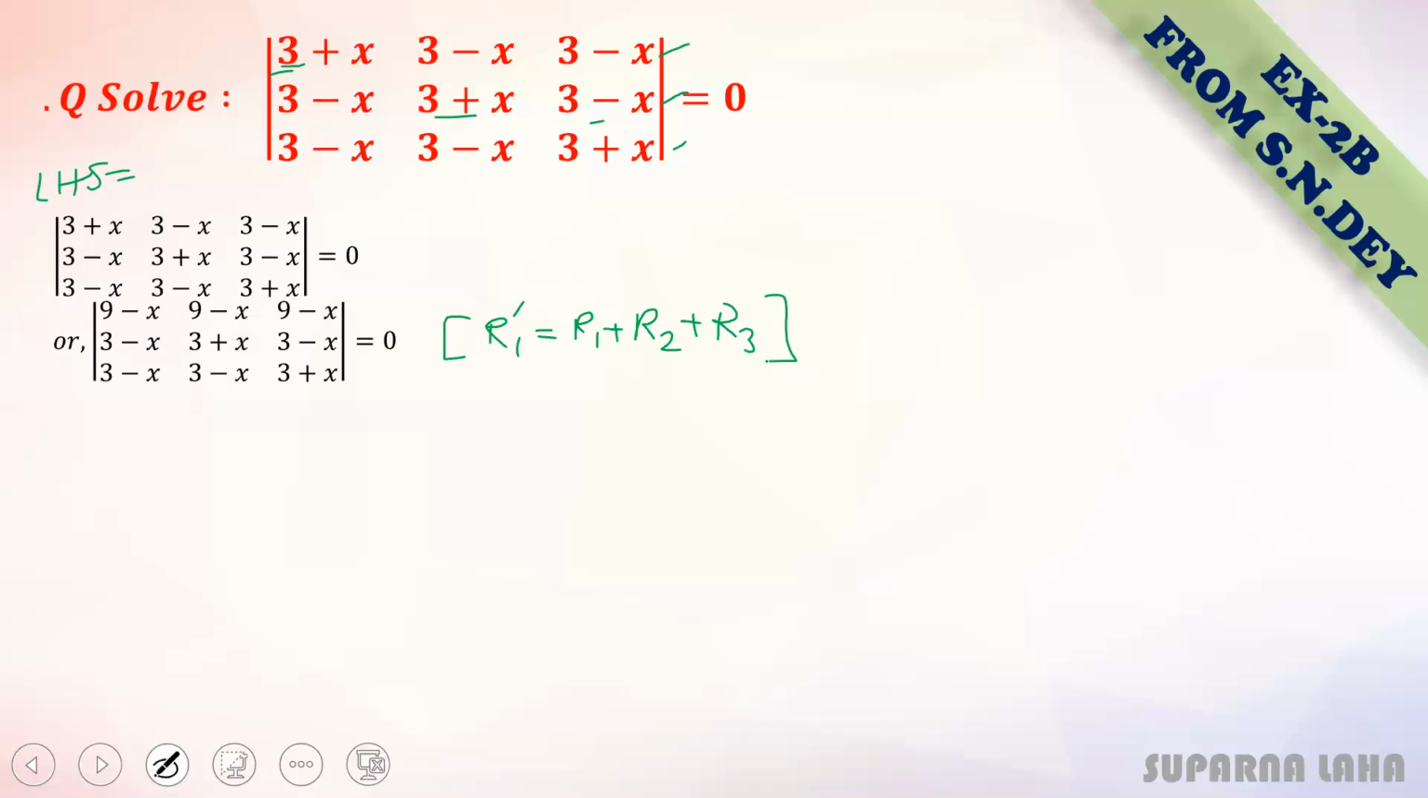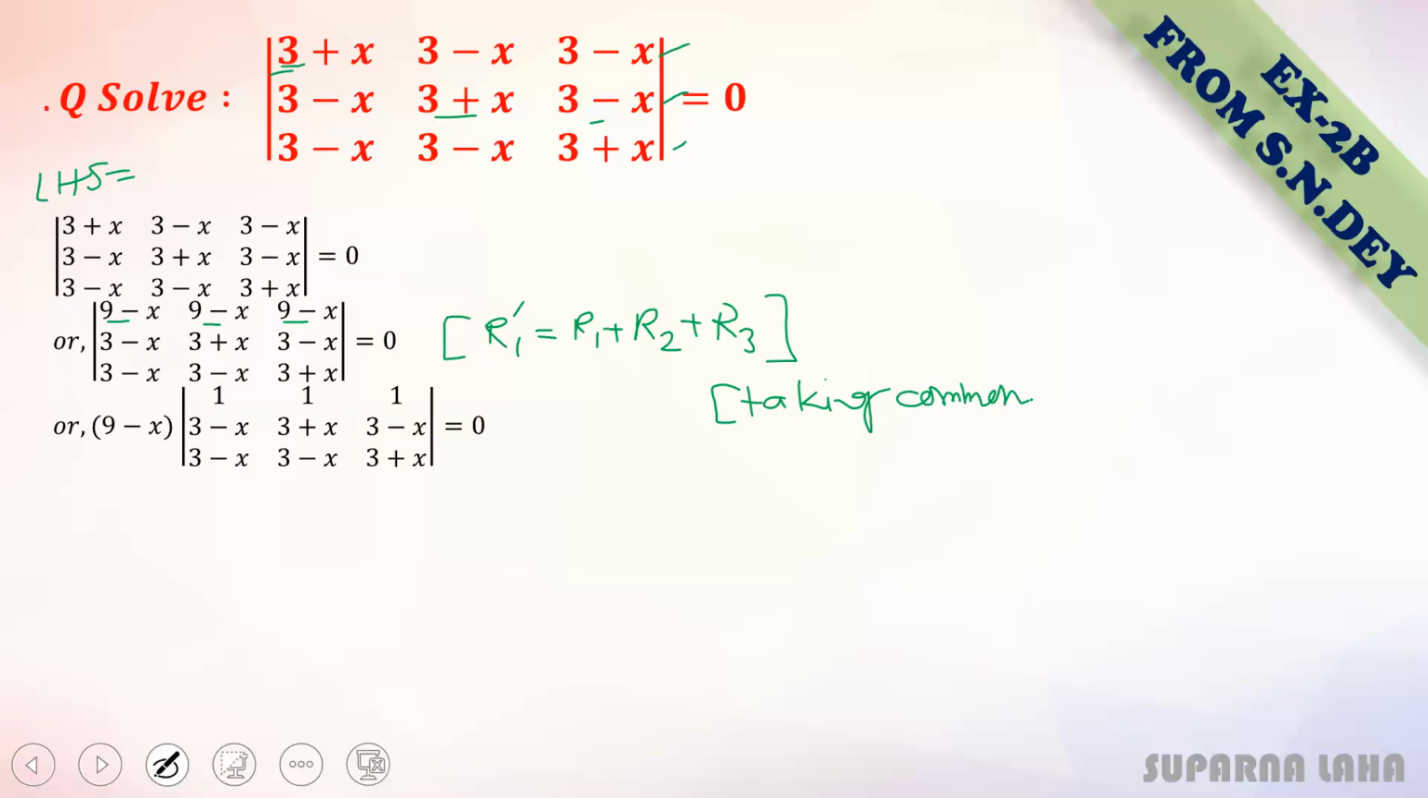So now you can take common this term 9 minus x. So all the elements of the first row will be 1. So taking common 9 minus x from R1. Now make this element and this element 0. This is your work. So make it 0.